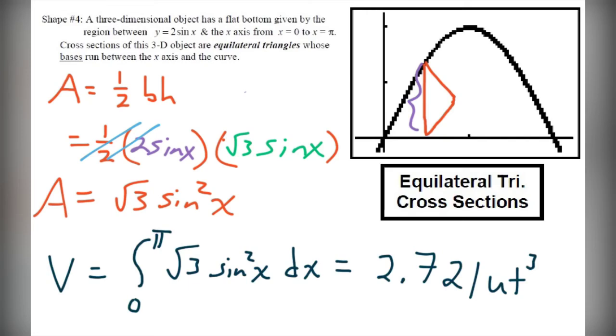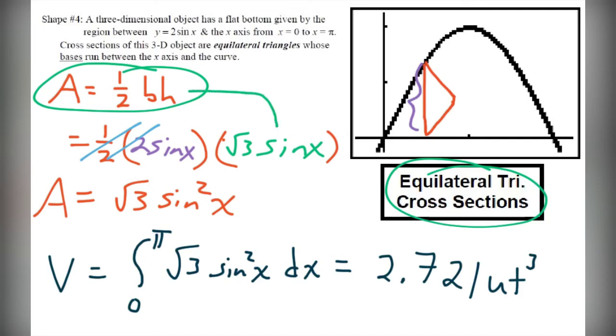So if we have equilateral cross sections, we're going to be thinking about 1/2 base times height, and honestly thinking mainly about the height by doing a little bit of that Pythagorean theorem.